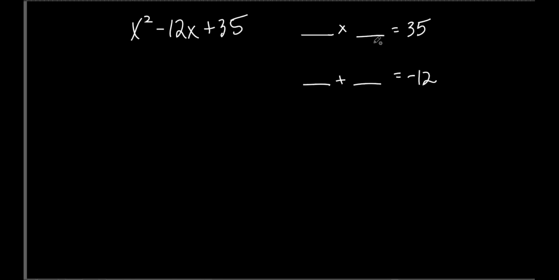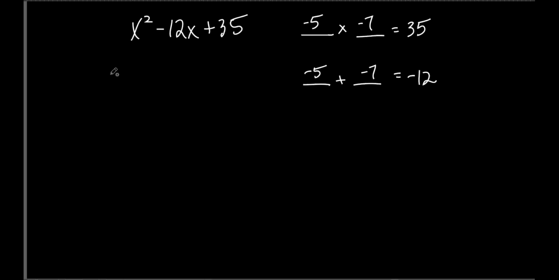5 and 7, right? Because that's the only thing that is 35. I mean, 1 and 35. Is there any way you can get 1 and 35 to add up to be negative 12? No. So what are we going to use? Negative 5 and negative 7. And then same thing here. So that does work, doesn't it?